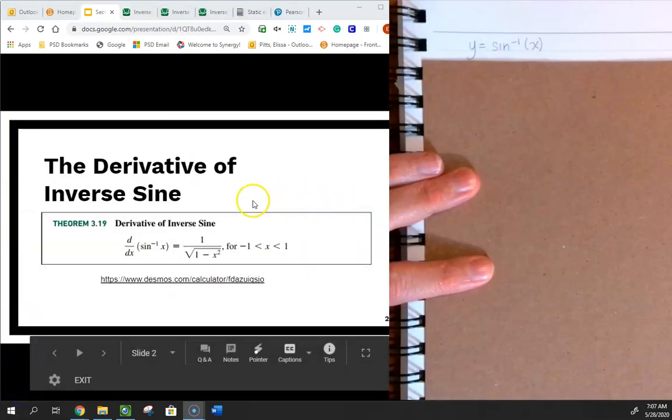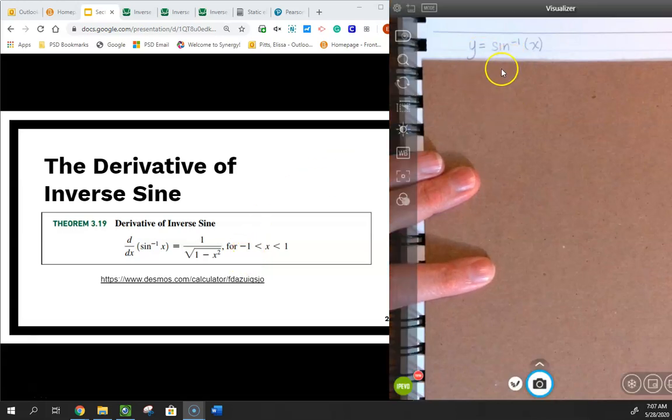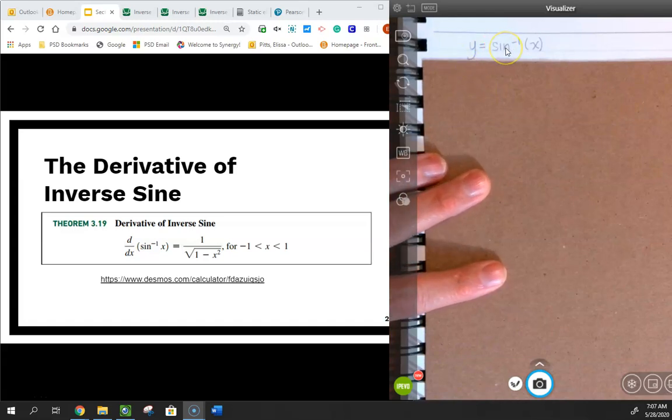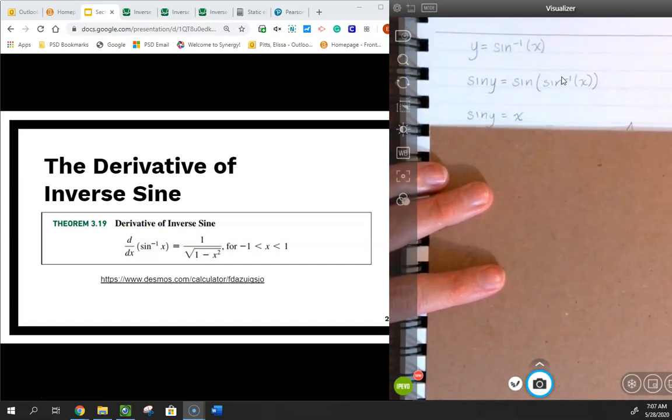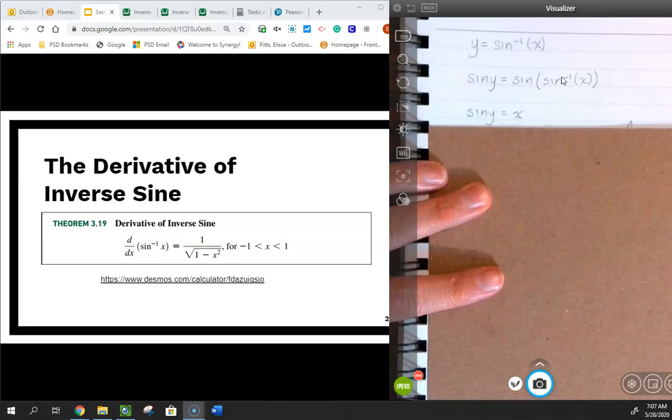So let's look at where this derivative comes from. If we have y equals the inverse sine of x, we can take the sine of both sides of this function, and since sine and inverse sine are inverse functions of one another, they will cancel each other out. So we'll end up with sine of y equals x.